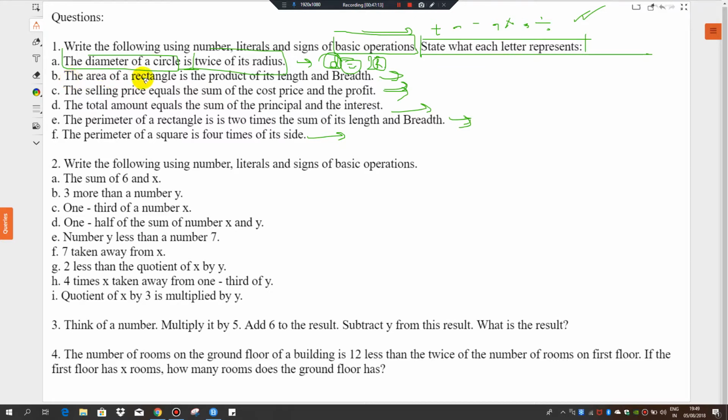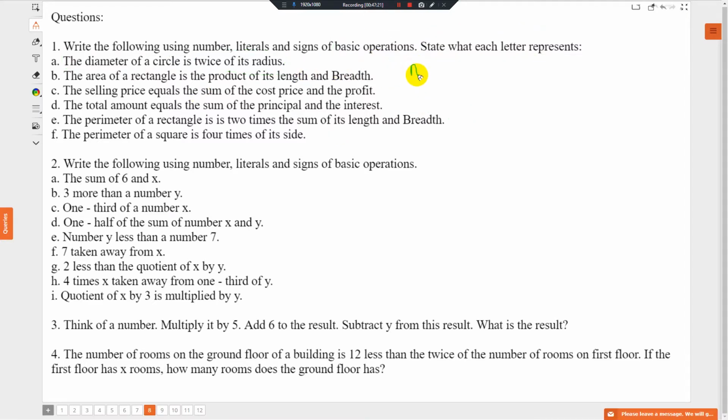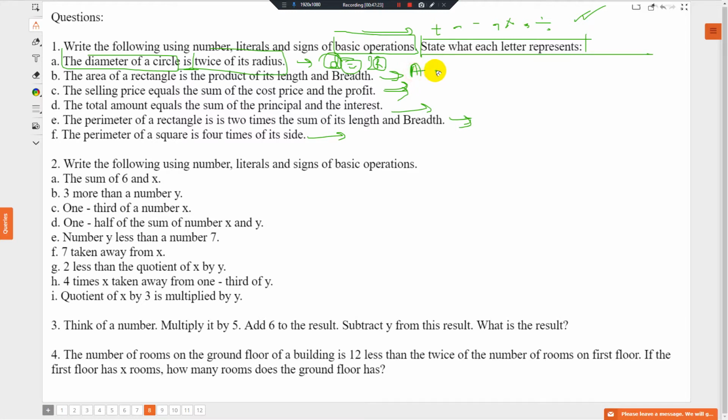The area of a rectangle is the product of its length and breadth. That means area is equal to the product of length and breadth, that is A = L × B, where A is equal to area, L is equal to length and B is equal to breadth.